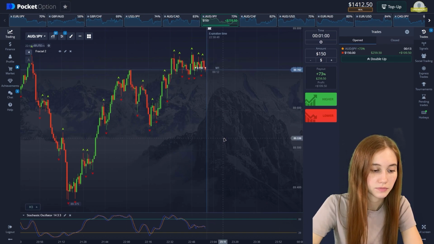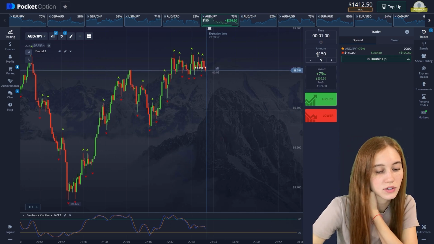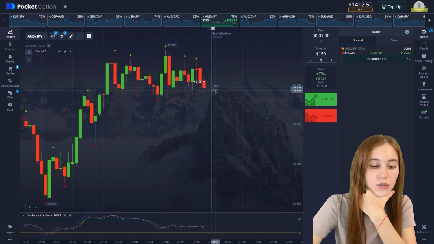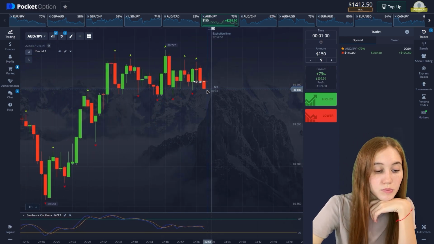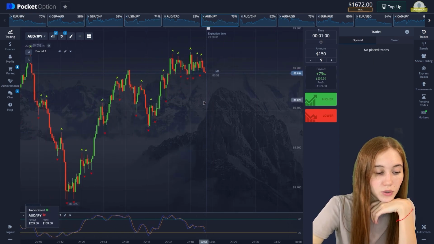Let's see. And 10 seconds left until the end of the deal. The deal is for $150. At the moment, the candle is in the process of drawdown. The trade is a plus. Good.